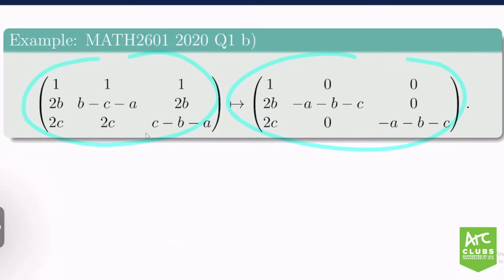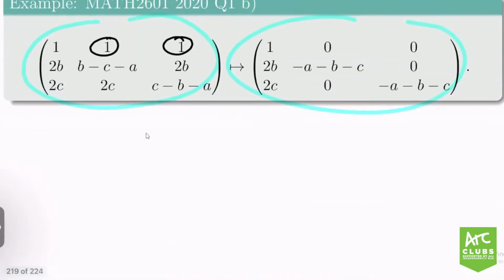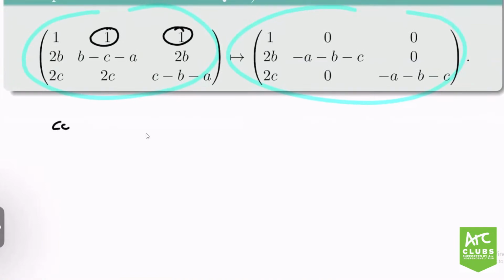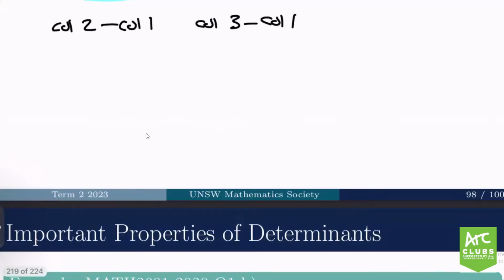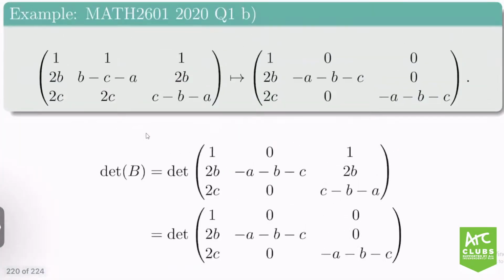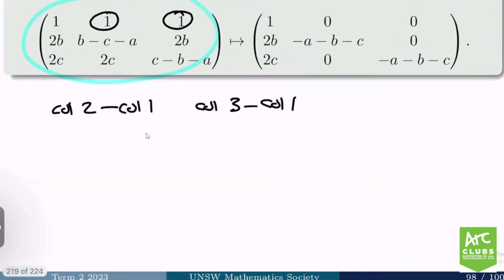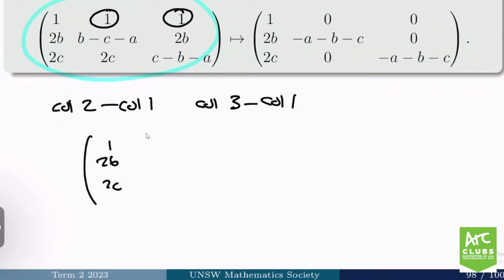First things first, we need to get rid of these ones. The easiest way to get a 0 would actually be to take column 2 minus column 1, and take column 3 minus column 1. You can see that because if I do column 2 minus column 1, then this 1 would get eliminated by this one, and the same for the third one. So if we do that, then we'll be left with 1, 2b, 2c, and we'll have 0 here.